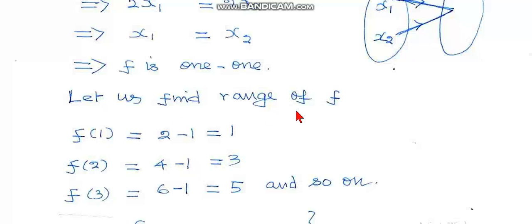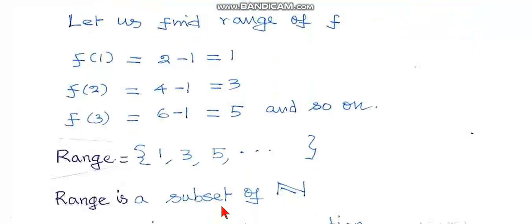Now let us find the range of f, because we have to decide whether it is onto or into. What is f of 1? 2 minus 1, that is 1. F of 2, 4 minus 1, 3. F of 3, 6 minus 1, 5, and so on. So the range is 1, 3, 5, and so on. We find the range is the set of natural numbers which are odd, 1, 3, 5, which is a subset of the set of natural numbers. So the range is a subset of natural numbers.